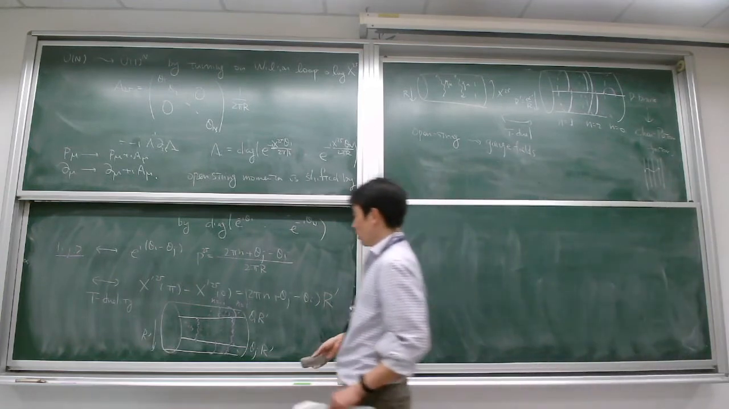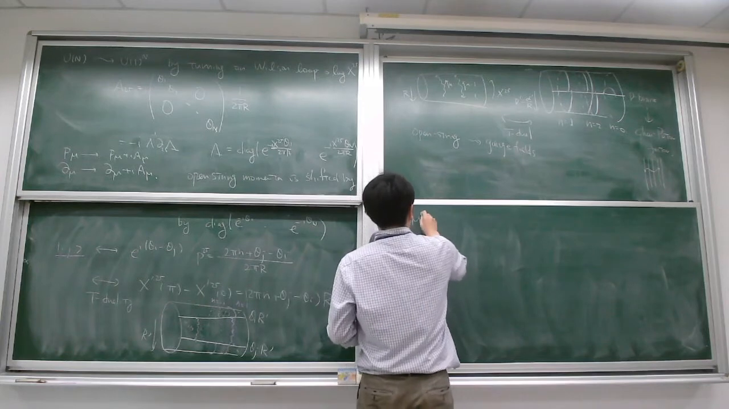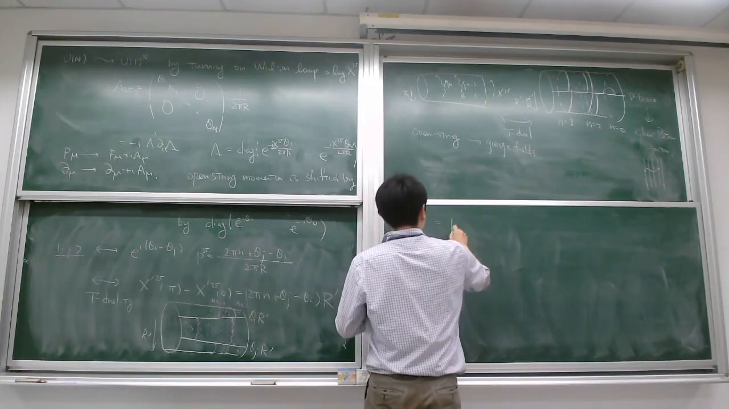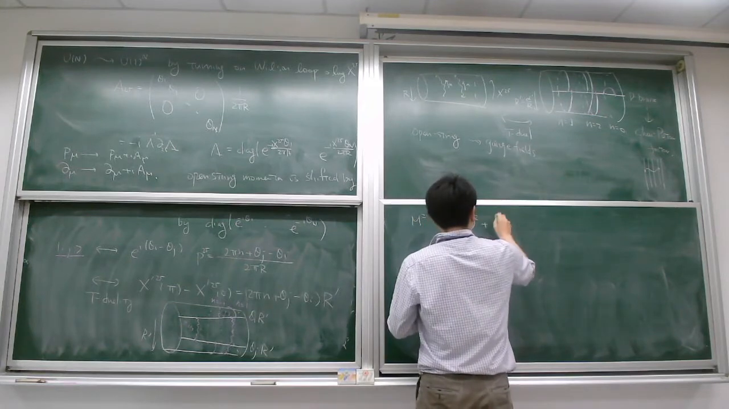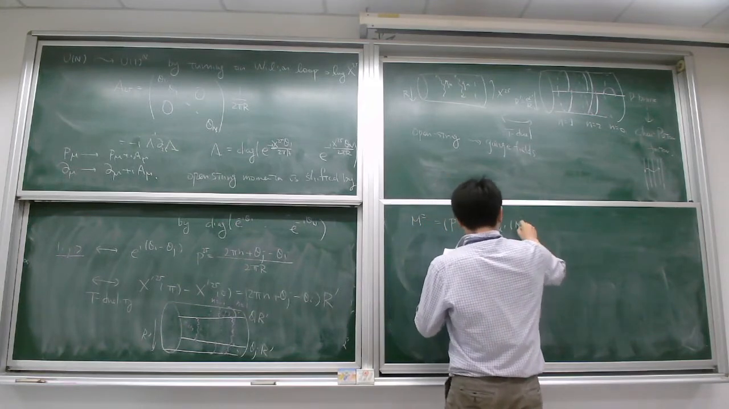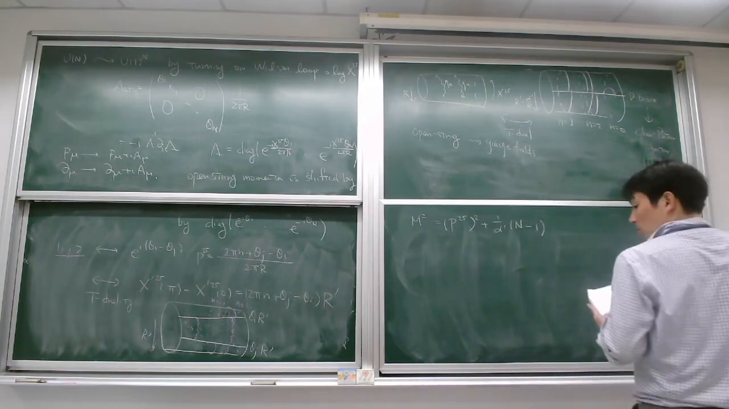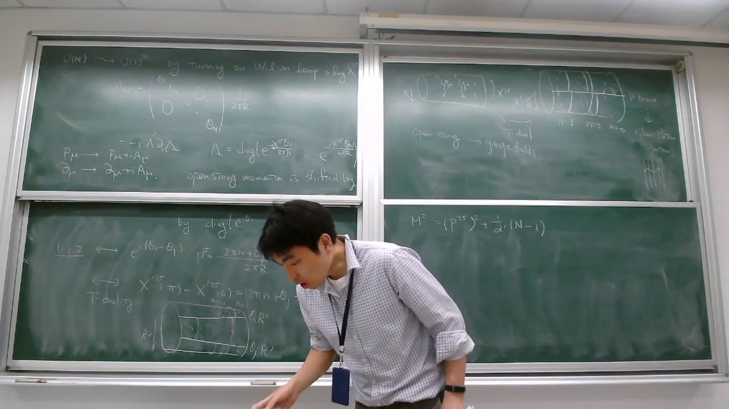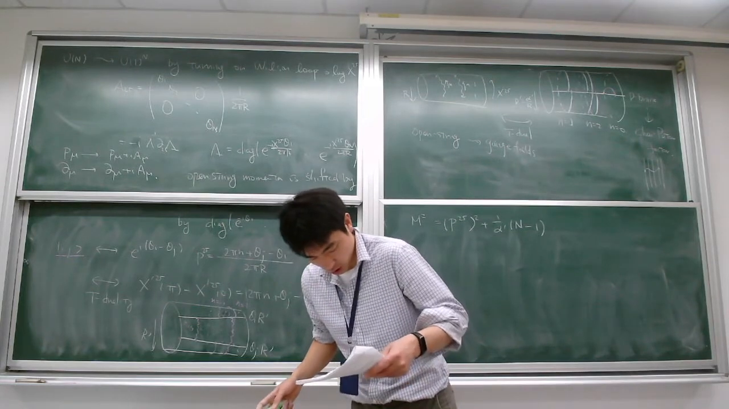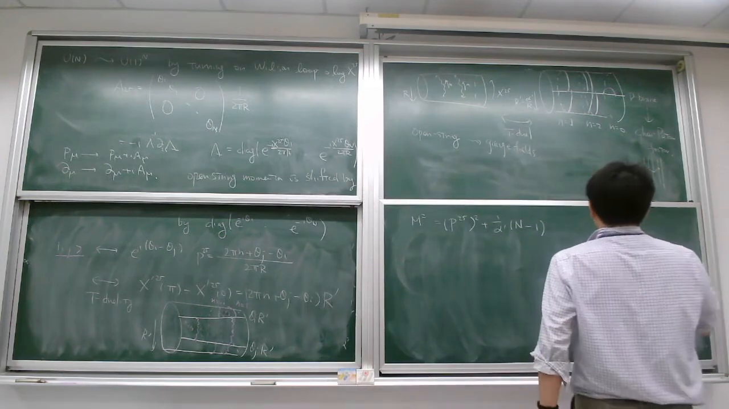So the mass spectrum of the open string is given this way. As we saw, this is alpha prime M squared equals N minus 1. So this is the open string mass.